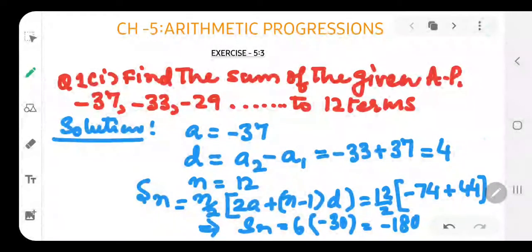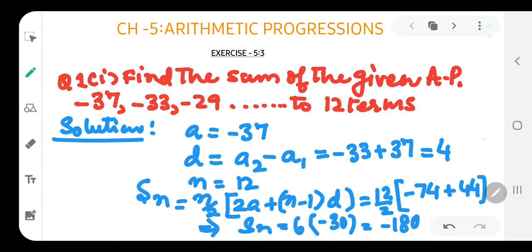Dear children, let's start learning the application of the formula for finding the sum of n terms of AP. Now children, exercise 5.3, and we will do very simple questions on the application of this formula. Now question number 1, part 1, find the sum of the given AP when the AP is minus 37, minus 33, minus 29, and we have to find the sum up to 12 terms.